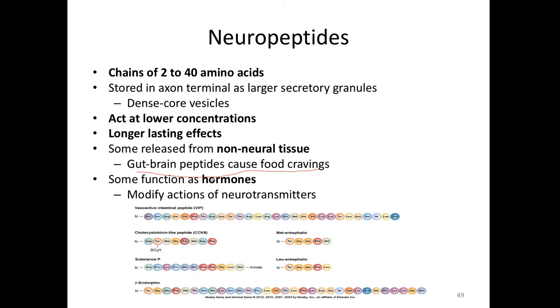Some function as hormones, and they can modify the actions of other neurotransmitters. So, for example, epinephrine and norepinephrine are actually considered to be neurohormones because they have a role in both the nervous system and the endocrine system.